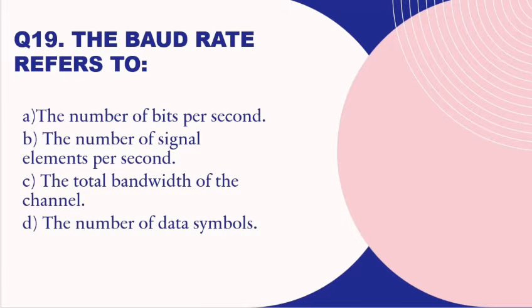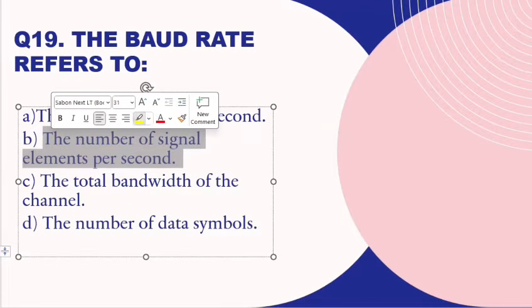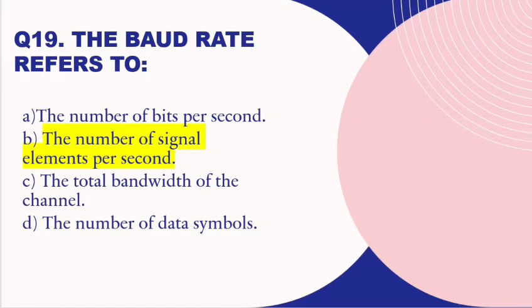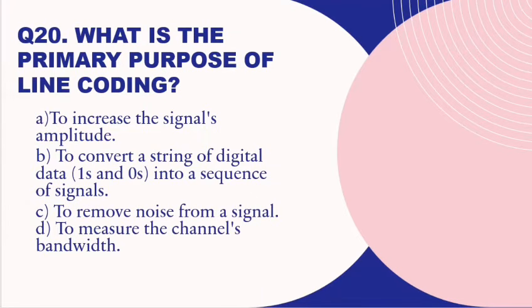I hope you all have guessed the answer right. The correct answer for this question is the number of signal elements per second. Moving on to question number 20. What is the primary purpose of line coding? Option A, to increase the signal's amplitude. Option B, to convert a string of digital data, ones and zeros, into a sequence of signals. Option C, to remove noise from a signal. Option D, to measure the channel's bandwidth.